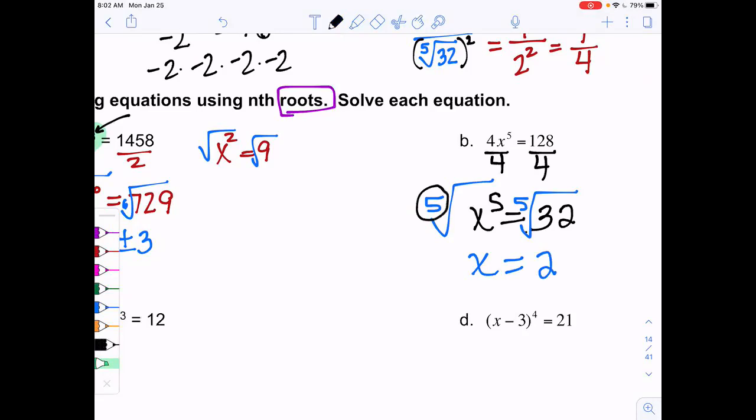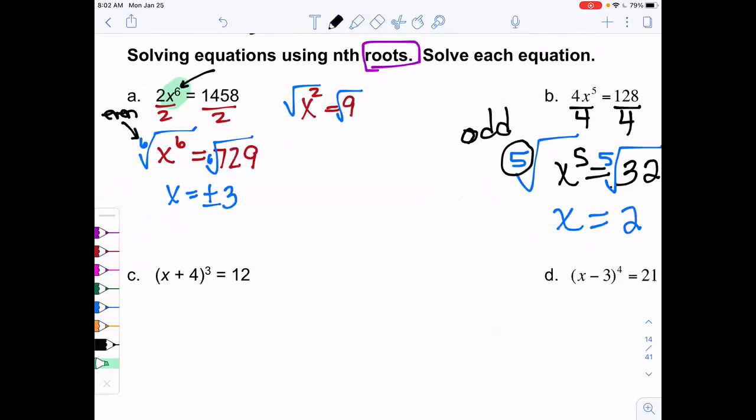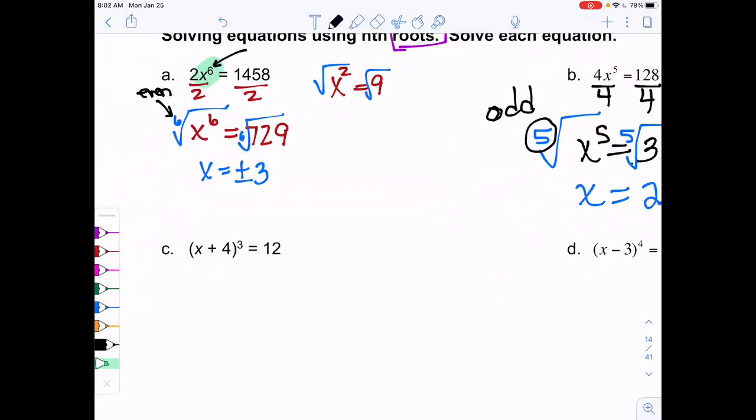This number here is odd. And when it's odd, if it's positive, my answer is positive. If it's negative, my answer is negative. So my original problem was positive 32. My answer remains positive because it's an odd radical or an odd root. All right, C and D are a little different.